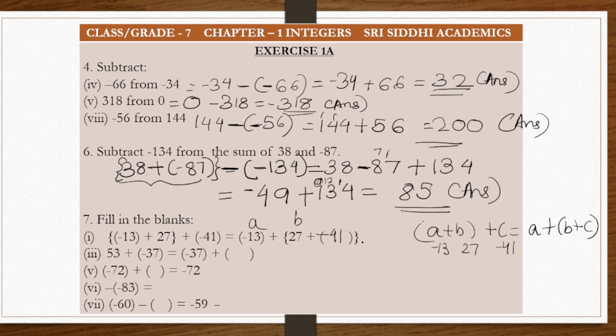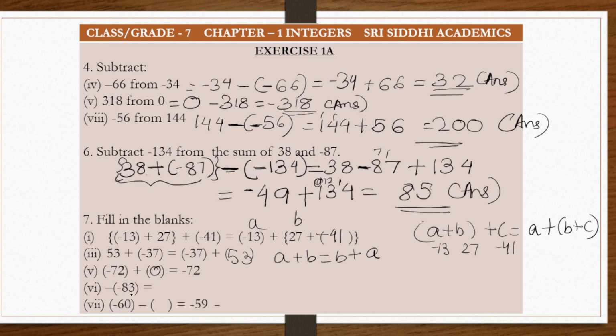Now, so this is the associative property question. So question number 3, let's see. 53 plus minus 37 is equal to minus 37 plus 53. This is commutative property. a plus b is equal to b plus a. So same thing here. Now minus 72 plus blank is equal to minus 72. This is 0. This is the additive identity. What is the additive identity for any integer? That is 0. So it's testing basically all the properties that we have learned till now.